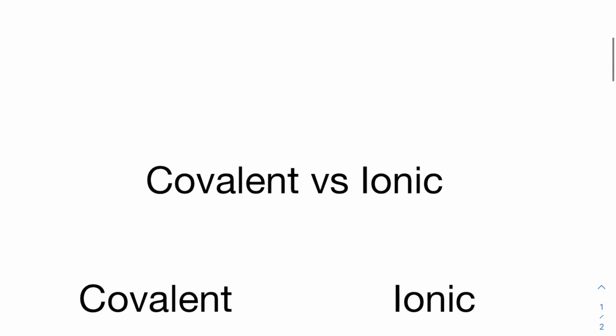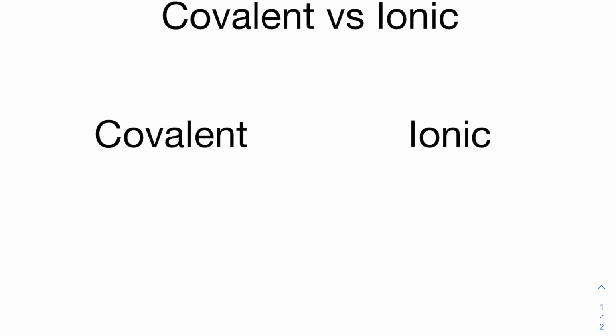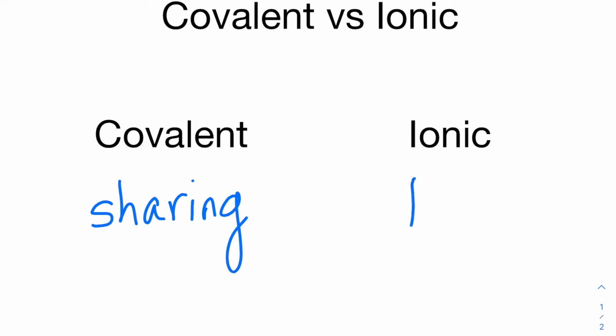Bond type. When we're talking about chemical bonds, we have a couple of common types that we'll see, which include covalent and ionic bonds, and we'll talk about the differences between them. Two key words that we'll see here: when dealing with covalent bonds, we want to think of sharing, and for ionic bonds, we want to think of transfer.